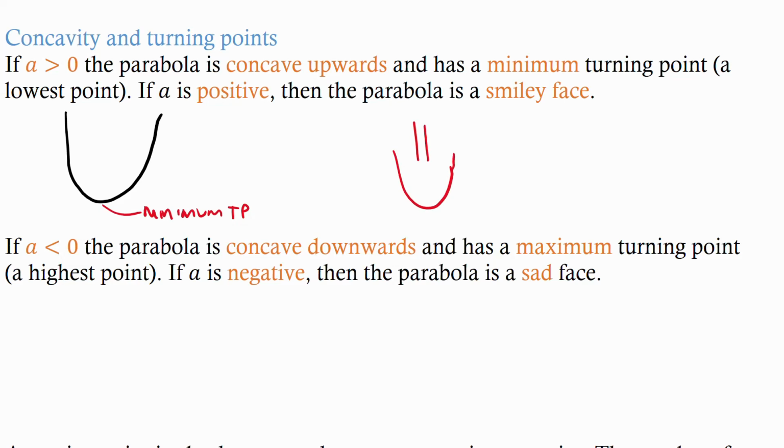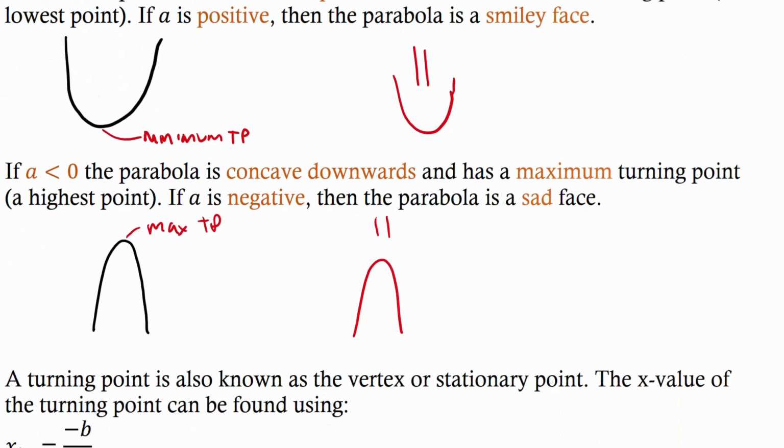Now, if a is less than 0, the parabola is concave downwards, and it has what we call a maximum turning point or a highest point, and it would look something like this. The top part up here, that's going to be your max TP. So again, if a is negative, then we say that the parabola is a sad face. If I wanted to draw that, if let's say a is -2, it would look something like this, and we'd have a sad face there. So again, if a is negative, sad face. If a is positive, smiley face.